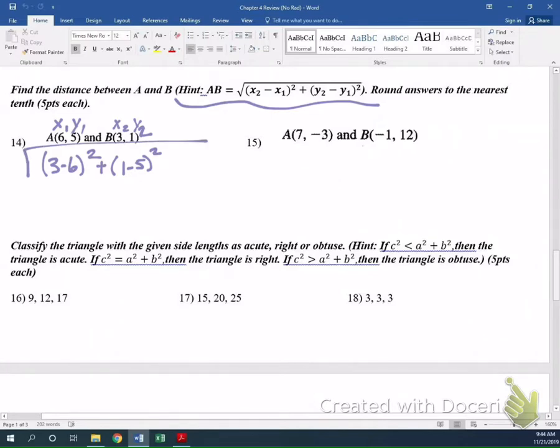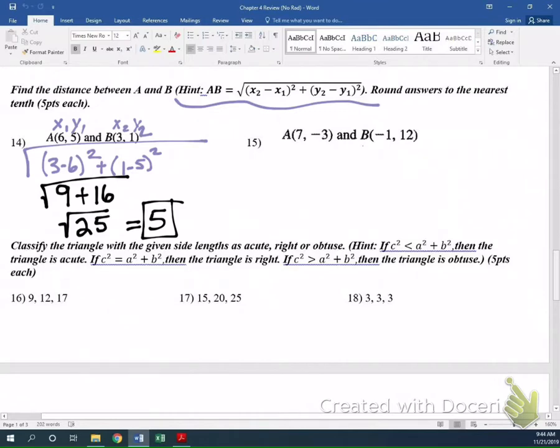Now, 3 minus 6 is negative 3, but negative 3 squared is positive 9. After you square it, it should all be positive. All right, same thing in the back. 1 minus 5 is negative 4, but when you square it, it's a positive 16. What is 9 plus 16? 25, which equals 5. Boom.